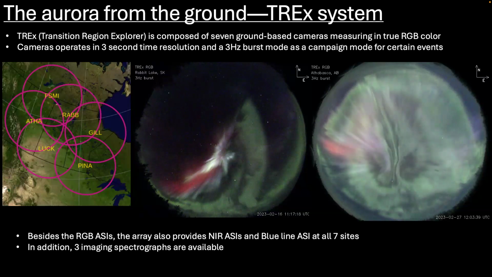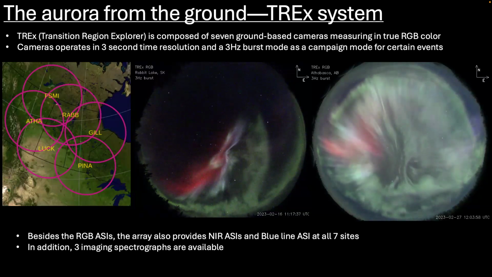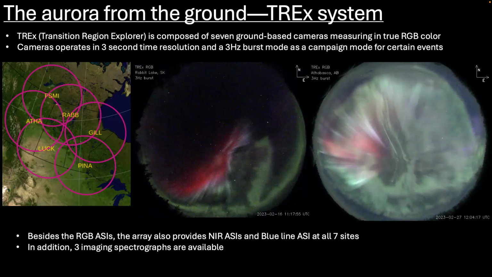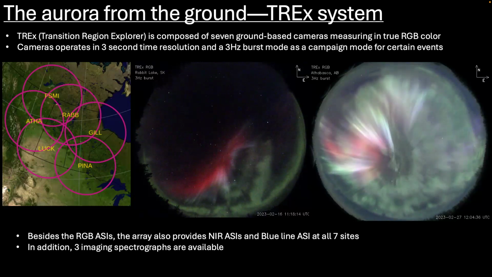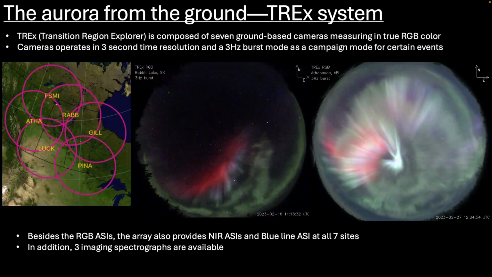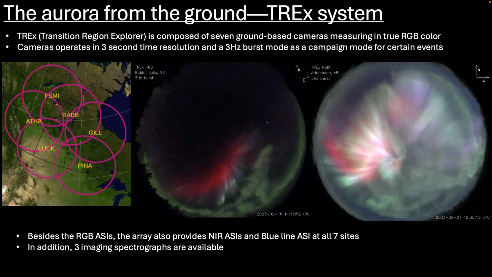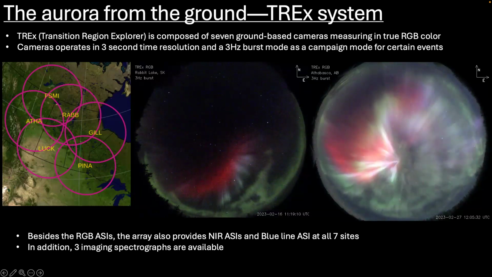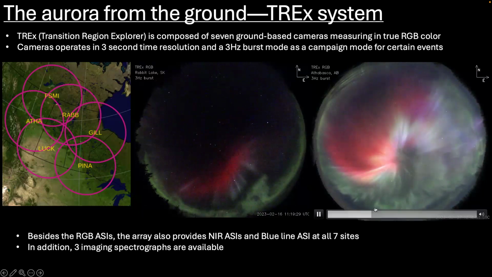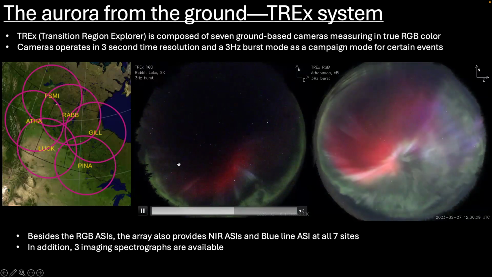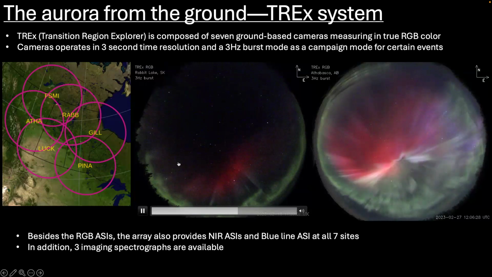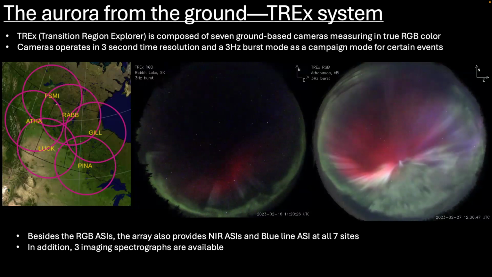The cameras usually operate with 3-second time resolution, with the possibility of a campaign mode where they take 3 hertz time resolution data, so extremely detailed data. And these 2 cameras are actually showing you 2 examples of that. These examples are from Emma's PUNCH6 from the University of Calgary.